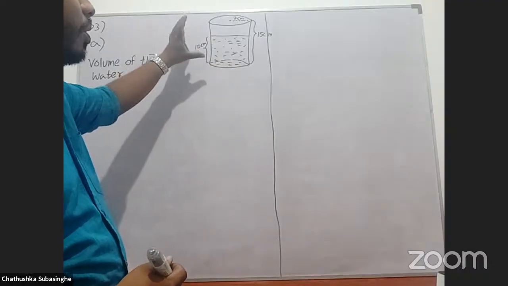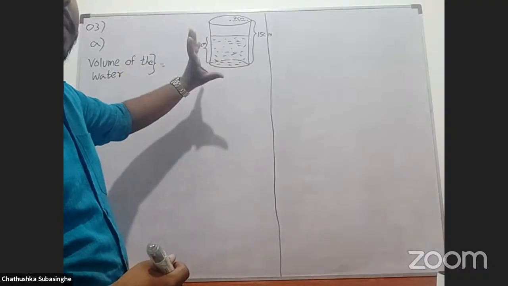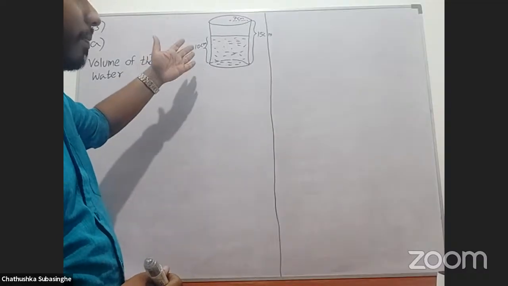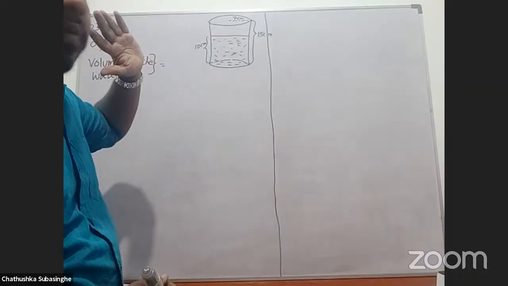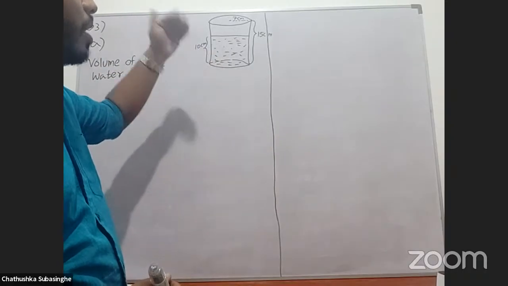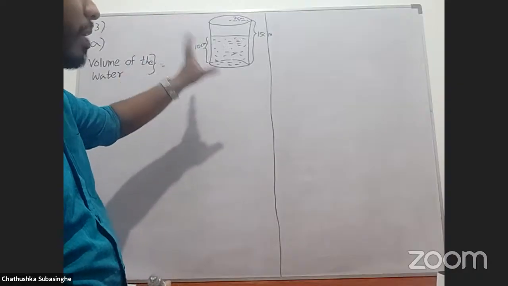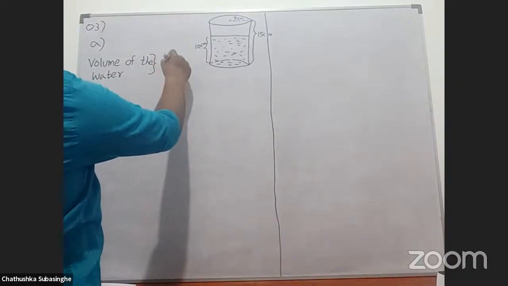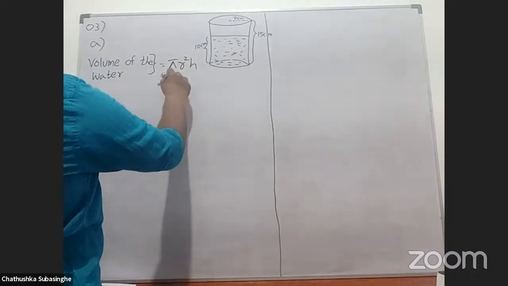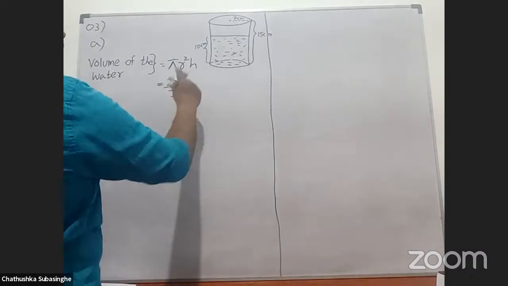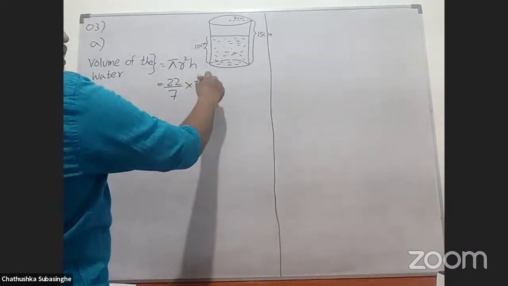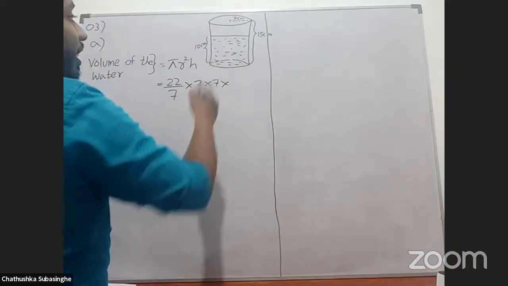So to calculate the volume, since it is a cylinder shape, I taught you how to calculate the volume. It's cross-section area into height, because this is a uniformly distributed object. The cross-section of the cylinder is pi r squared. So first I'm going to write the equation: pi r squared into height. Pi is 22 over 7. Now the radius of this cylinder is 7. So it is 7 times 7 multiplied by h.